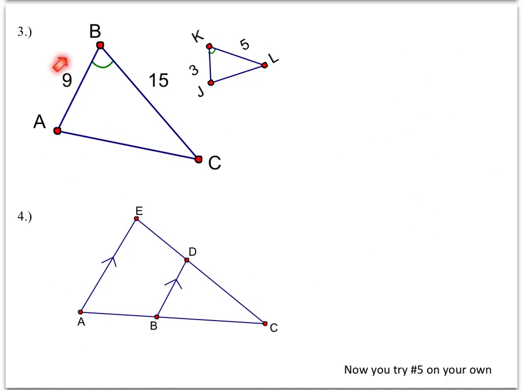In number 3, I see I have a side, an angle, and a side. So I should be thinking right off the bat SAS to prove that these two triangles are somehow similar. I can set up my ratios. So I've got 9 over 3, which is equal to, simplifying that, 9 and 3 have common factors of 3, so this is the same as 3 over 1. That's my scale factor.